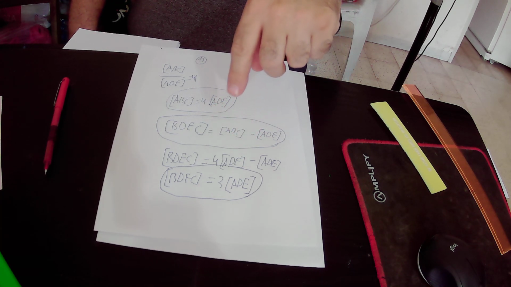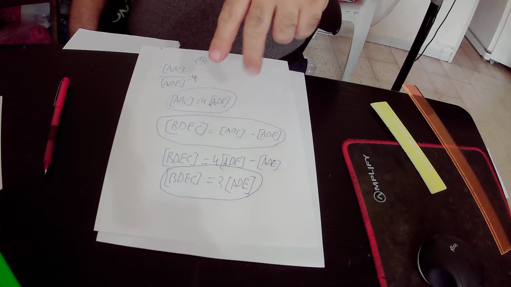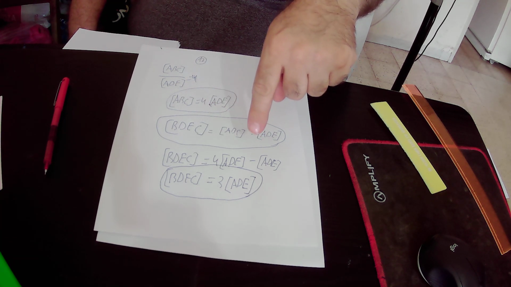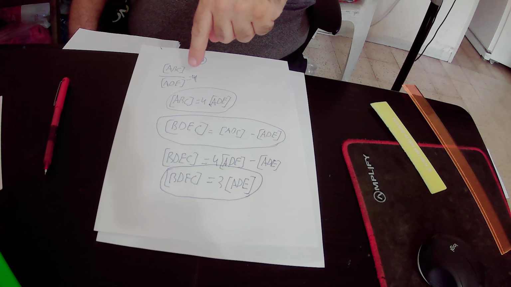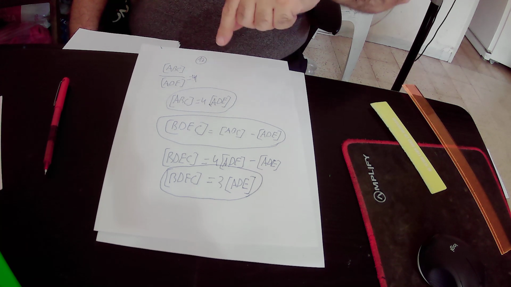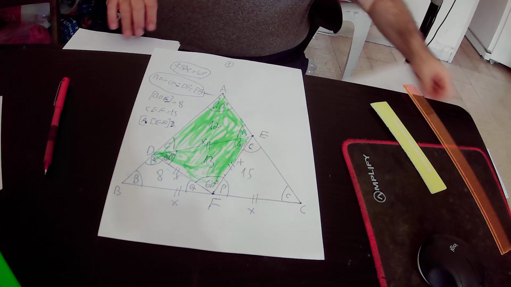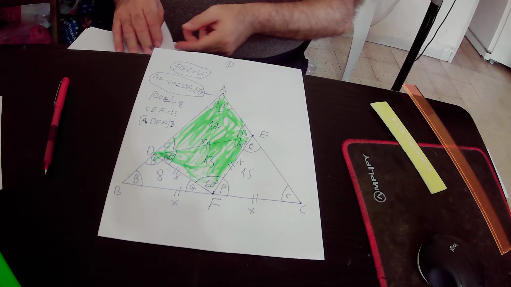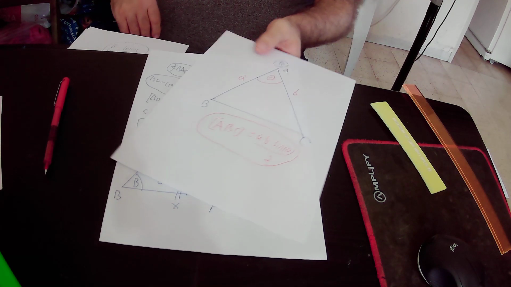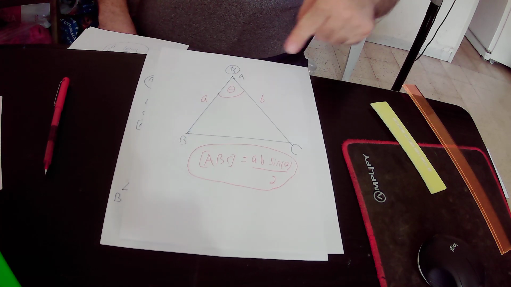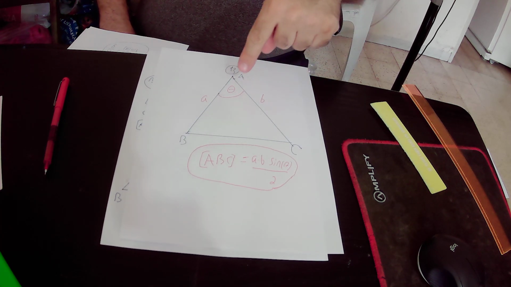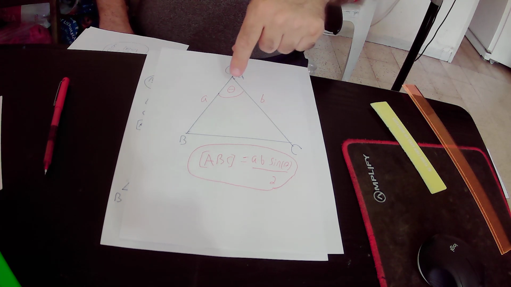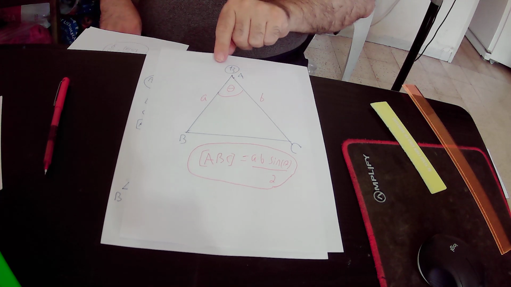So we found out in total that the area of quadrilateral BDEC equals 4 times the area of triangle ADE, and the area of triangle ABC equals 4 times the area of triangle ADE. Then I presented you a new formula for the area of any triangle. The area of any triangle, according to this formula, equals a times b times sine theta over 2. Again, the area of this triangle equals a times b times sine theta over 2.